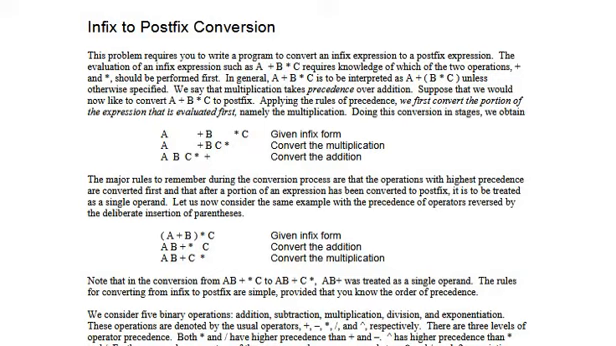Look at the example: a plus b multiplied by c. We have two operators, plus and multiplication. Multiplication has higher priority compared with addition, so it is converted first. Look at the second line: a plus bc multiplication, and then your addition. The major rule to remember during the conversion is that the operations with the highest precedence are converted first.